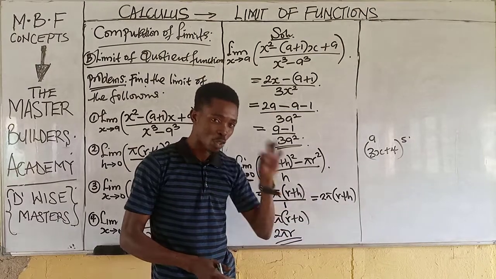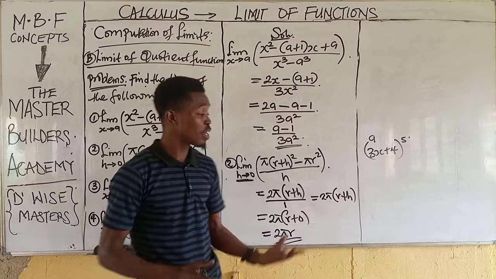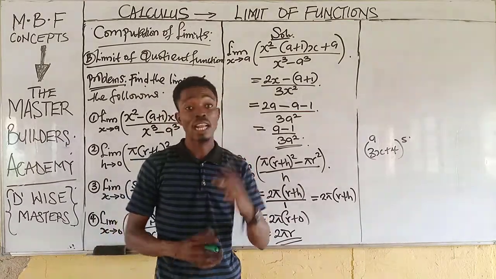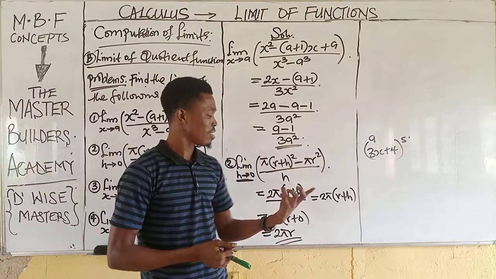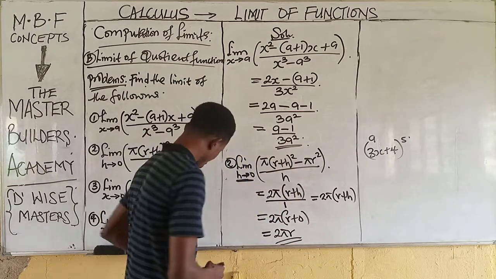The first thing you do is to look at the denominator very closely. When you do that, if the given value turns out to be 0, you must use L'Hospital's rule to solve the problem. So very quickly, let's look at question number 3.